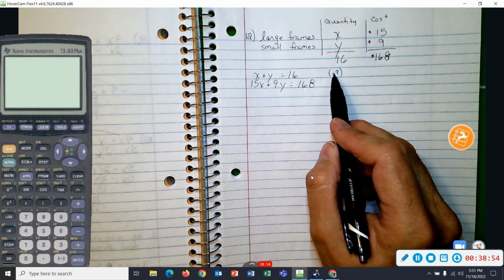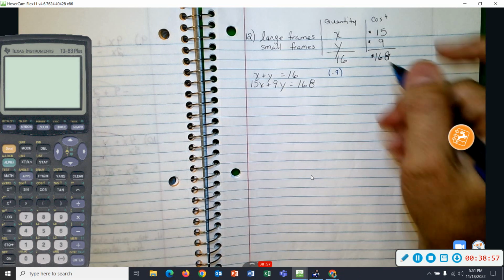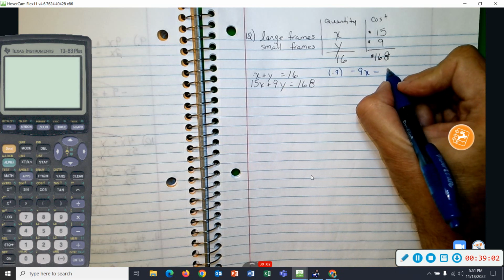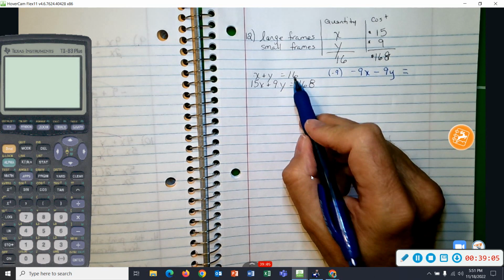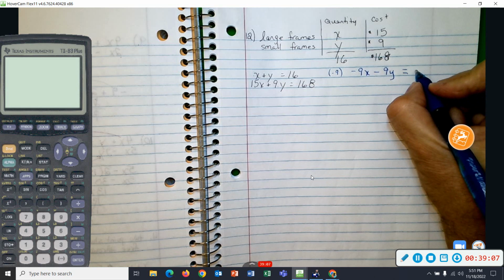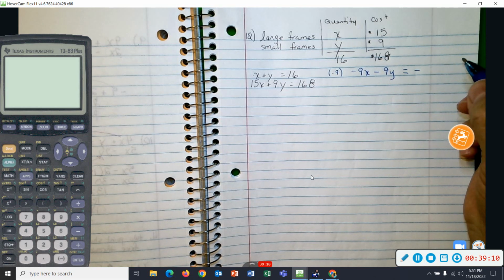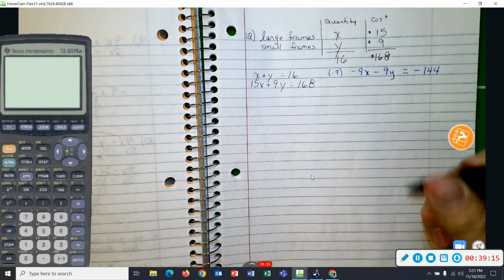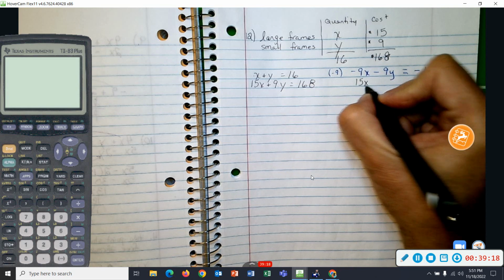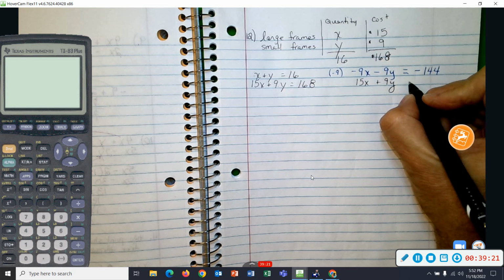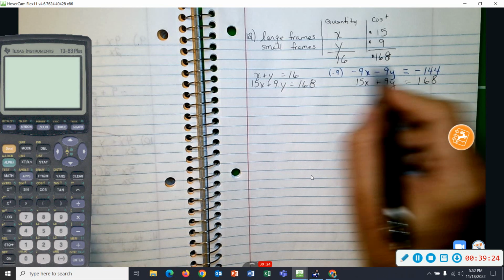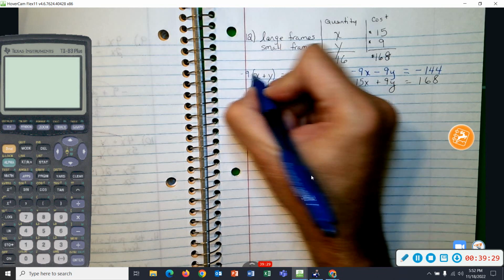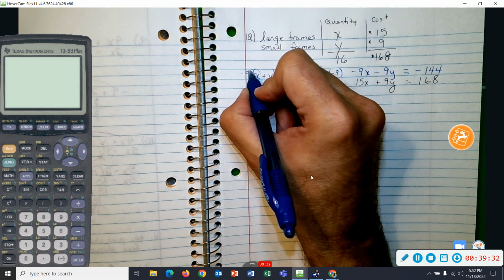Eliminating the smaller one. We'd have a negative 9x, then a minus 9y, 16 times a negative 9, that would be a negative 144. I'll recopy the second equation. What I was doing here, maybe it'd be better to write it like this. I'm multiplying by negative 9.